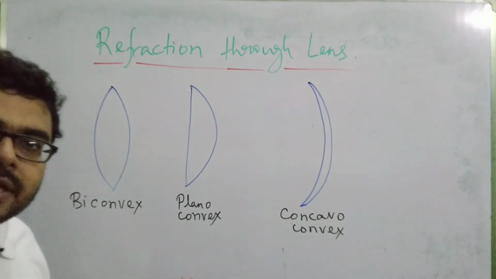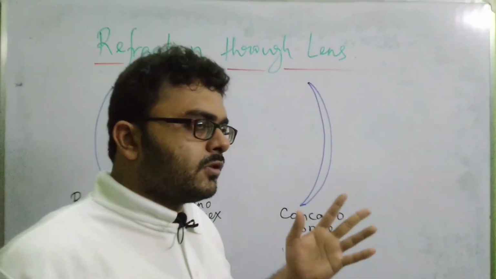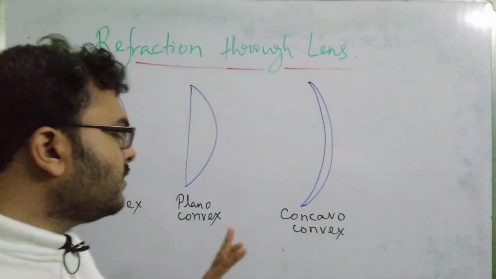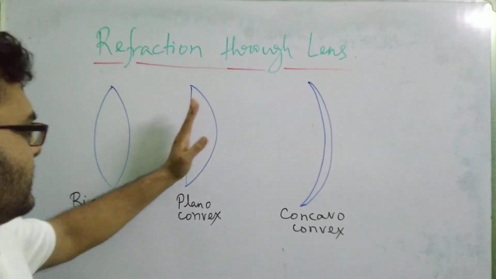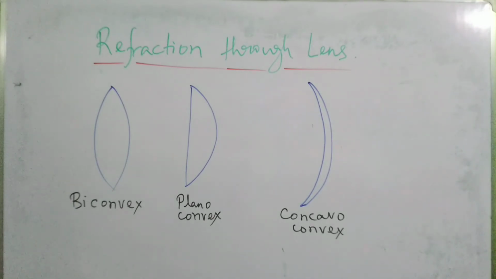In the definition of a lens, we have mentioned that a lens is a transparent surface bounded by either two spherical surfaces, or one flat or plane surface and the other spherical surface. So I think the definition is clear by now. So these are the three kinds of convex lens.